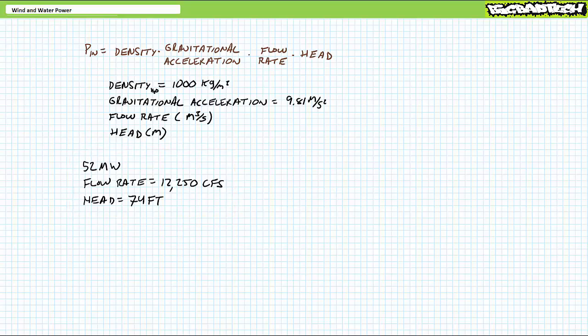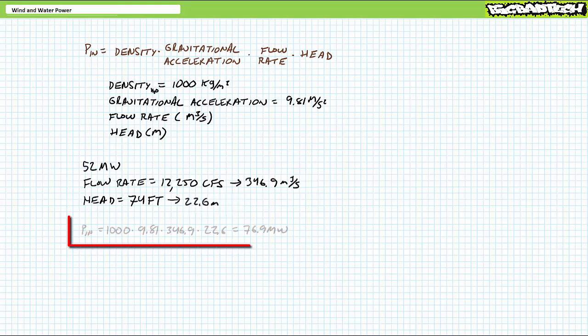Water has a density of 1,000 kilograms per cubic meter. The acceleration of gravity is 9.81 meters per second squared. We need to put head and flow rate in usable units of meters and cubic meters per second. Let's ask the internet. ConvertUnits.com says 74 feet is roughly equivalent to 22.6 meters, and 12,250 cubic feet per second is roughly equivalent to 346.9 cubic meters per second.